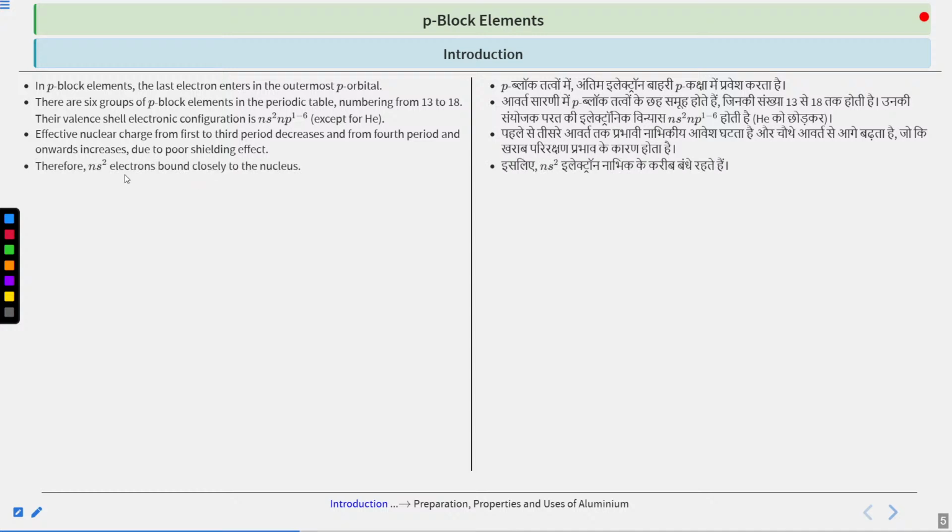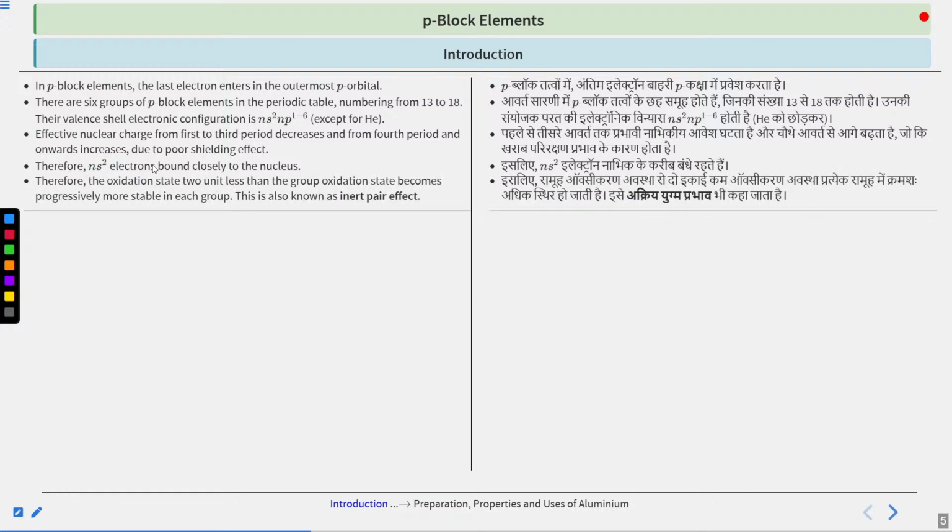Now the ns2 electrons are bonded closely to the nucleus because they are present in the s orbital, and the s orbital has the highest penetration effect because its shape is spherical. For that reason it is much more attracted symmetrically towards the nucleus. Therefore the oxidation state 2 units less than the group oxidation state becomes progressively more stable in each group. What is the meaning of this? As we will see, for some elements the oxidation state is reduced by 2. And what is the reason?